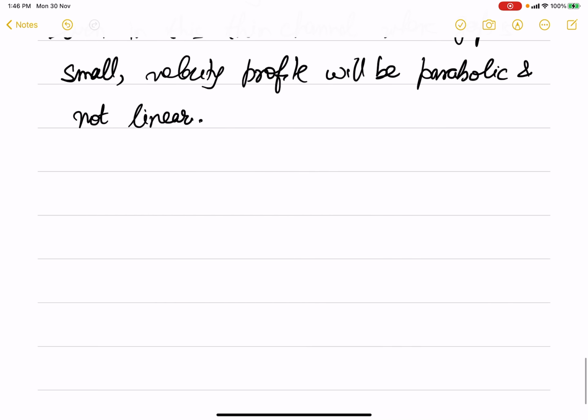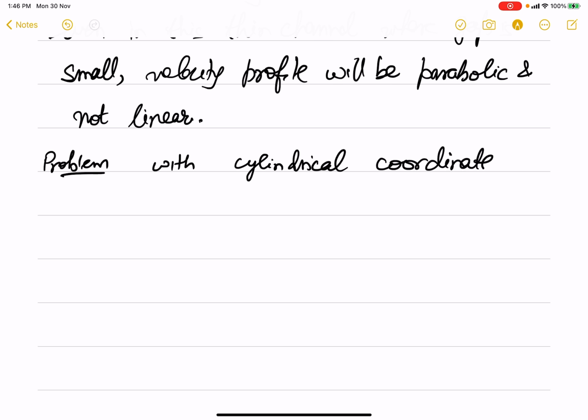Okay. Let us look at one more problem, and this time we will look at a problem of exact solution with cylindrical coordinates. And I will not do this problem in full details. I'll just go through the basic equations and tell you how this is to be done.